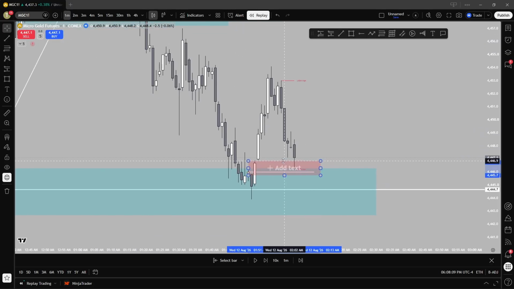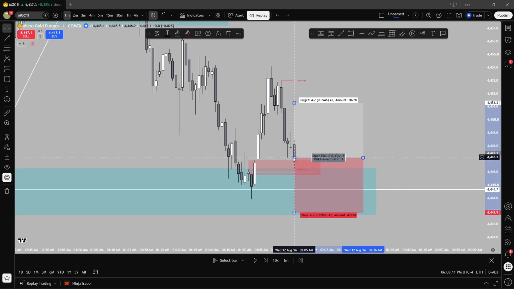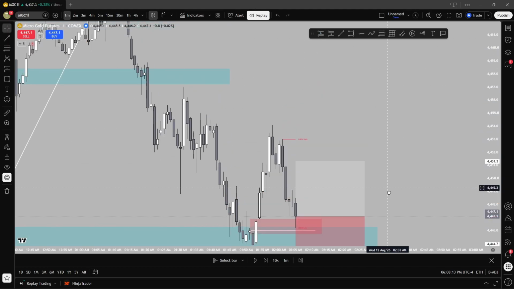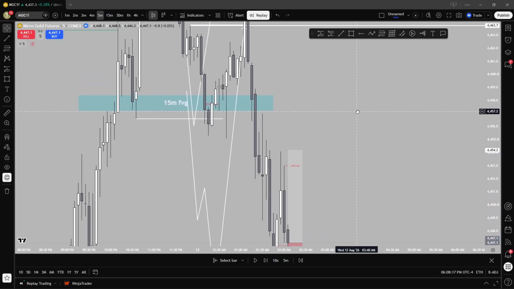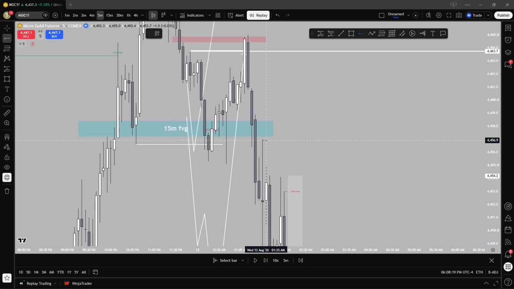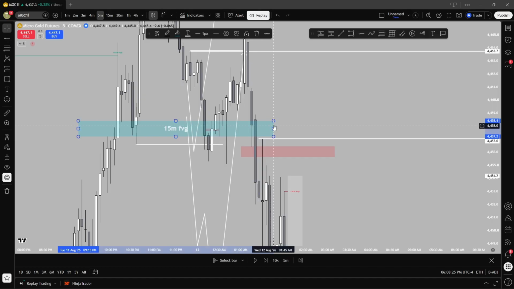Honestly, I think it would be a good entry here. And then I'll just keep stops right here. Then we target the next set of Timmys, right? Which is going to be this one right here. Why? Because we have a 5-minute fair value gap with the wick inside that held.